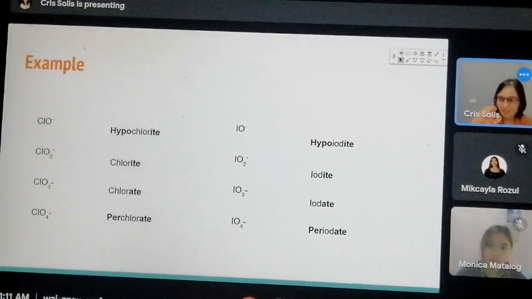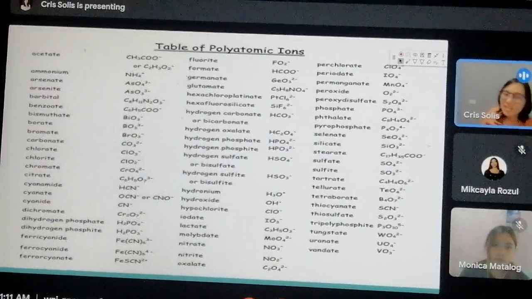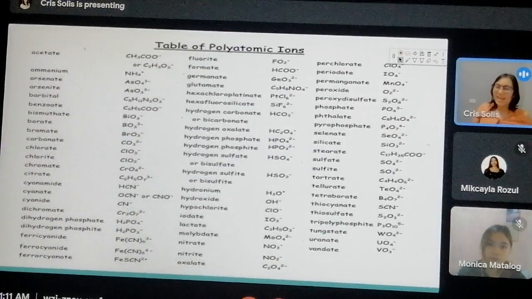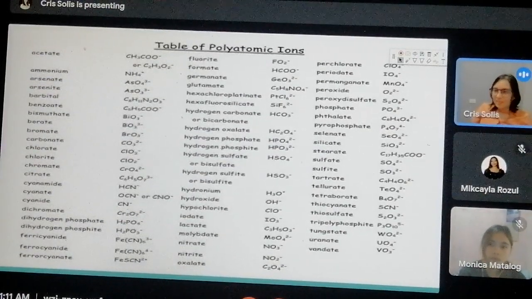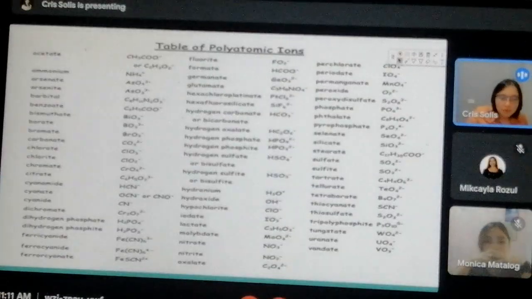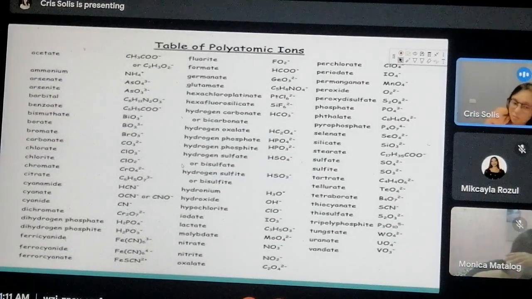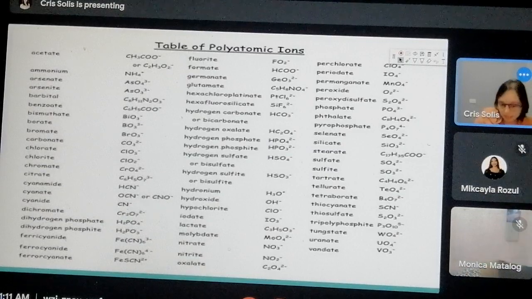Okay? Sige. Ito naman, idadagdag natin sa polyatomic ions nyo. Di ba may nagawa na kayong list? Magdadagdag na naman kayo. At ito yun. So, as you can see, most of them have negative charge, except for ammonium. Ammonium has positive charge.